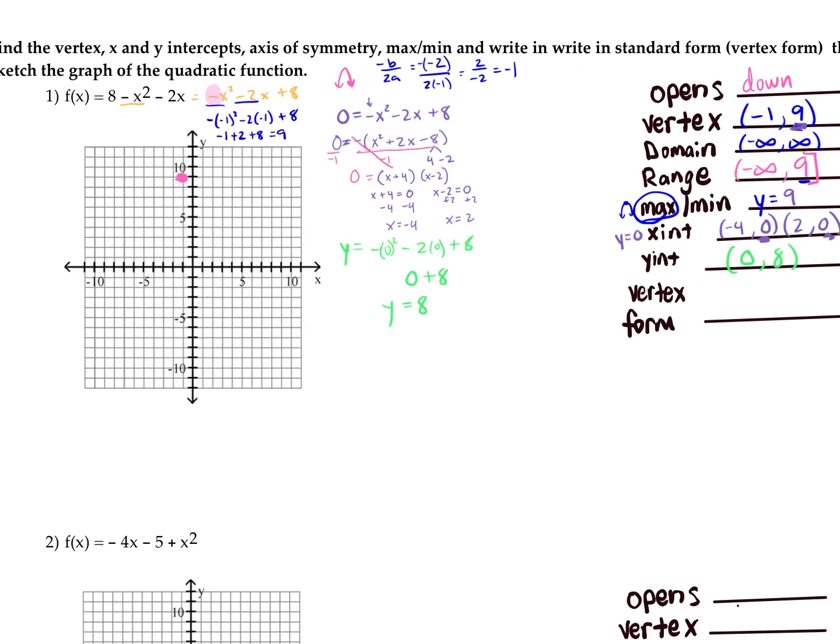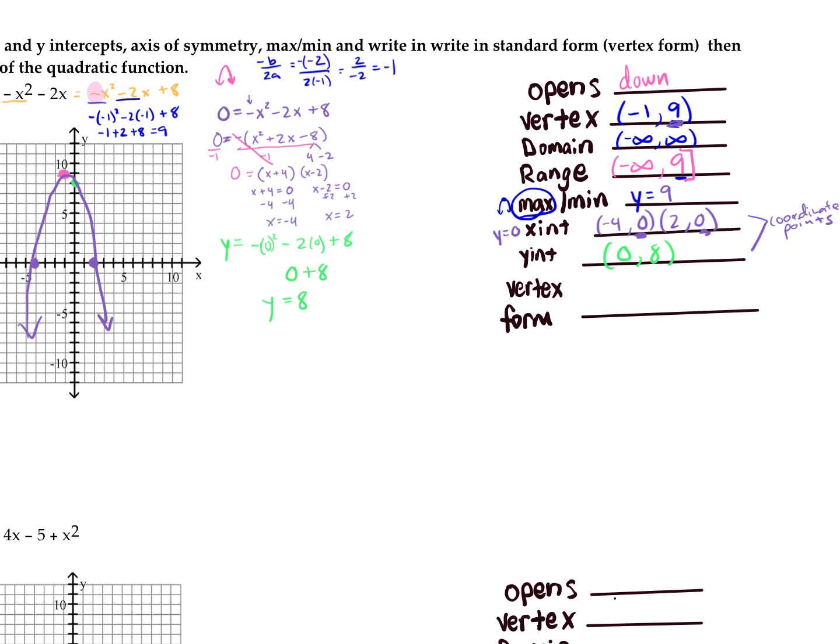My x-intercept is negative 4, 0, so I'm going to go to the left to negative 4, stay on 0, put a point there. And 2, 0, so go to the right 2, stay on 0, put a point there. And I can also graph my y-intercept, which is 0, 8, so there. And then we just connect the dots. So there's our graph.